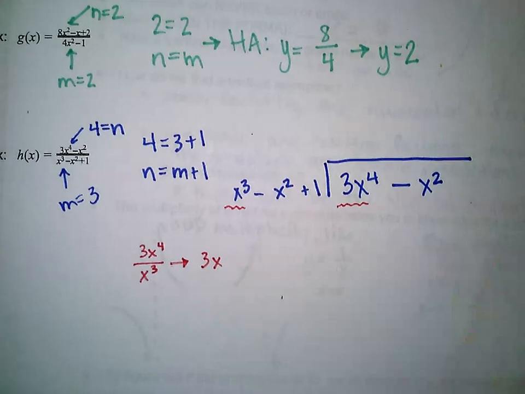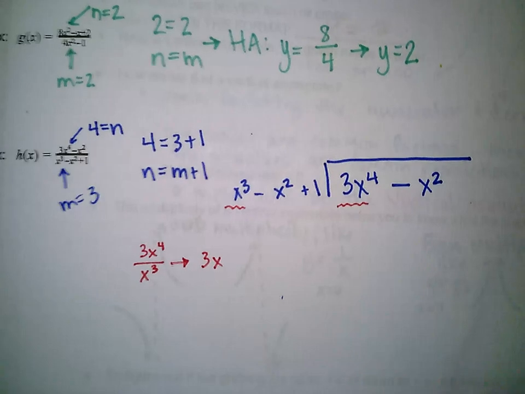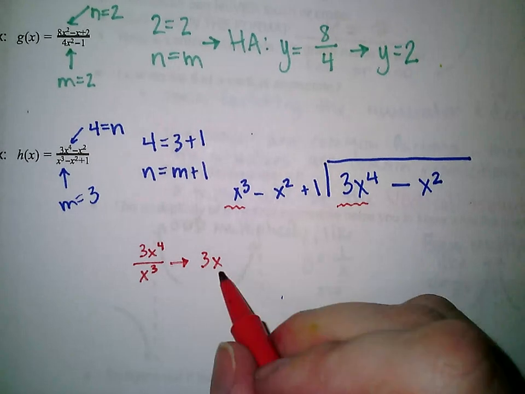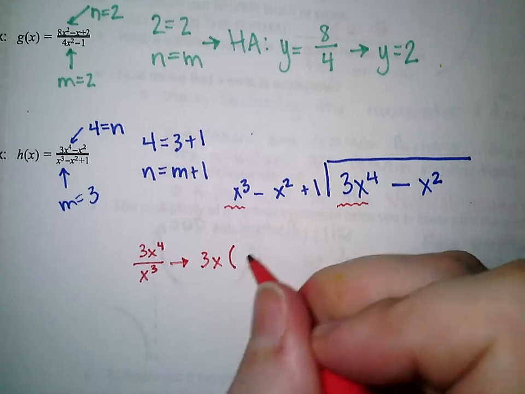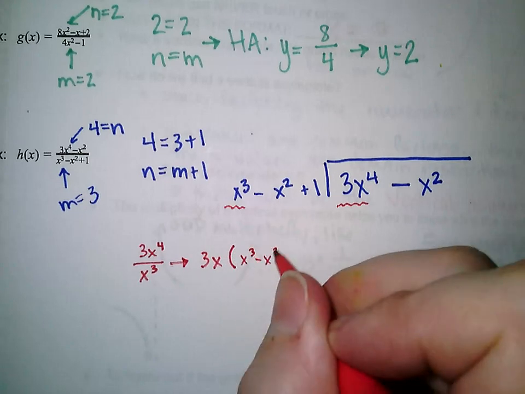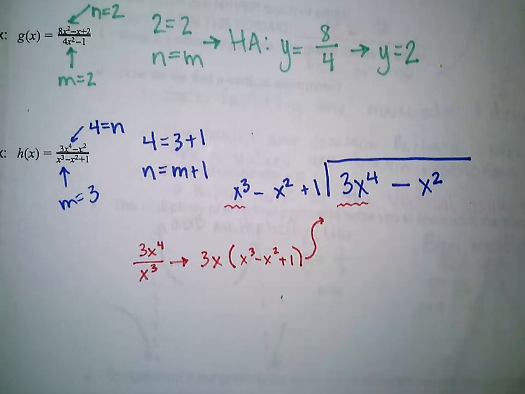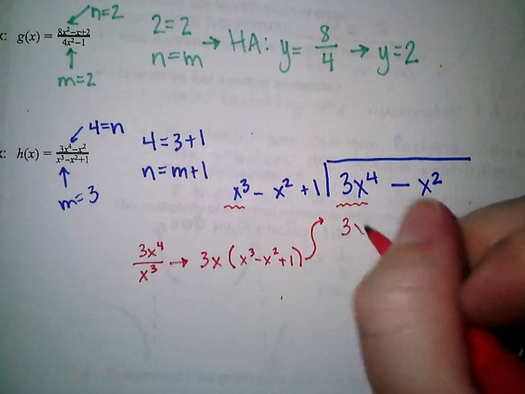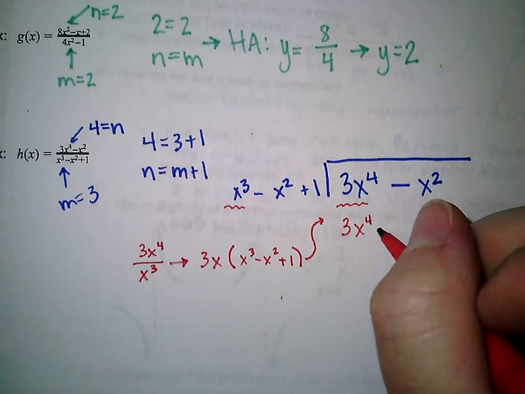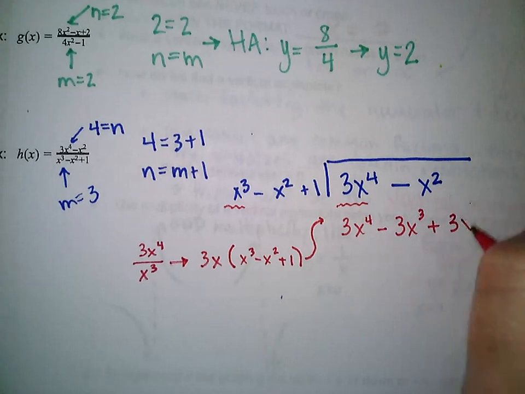3x. So I'm just working with these first terms. Then I'm going to multiply 3x times my entire divisor. So I'm going to multiply that by x cubed minus x squared plus 1, and that's going to go on this row right here. So that will be 3x to the fourth minus 3x cubed plus 3x.